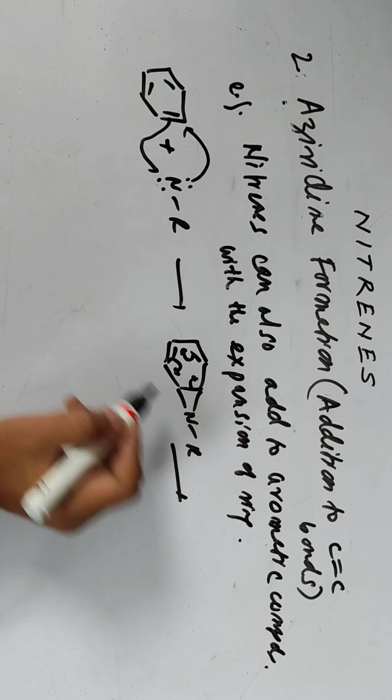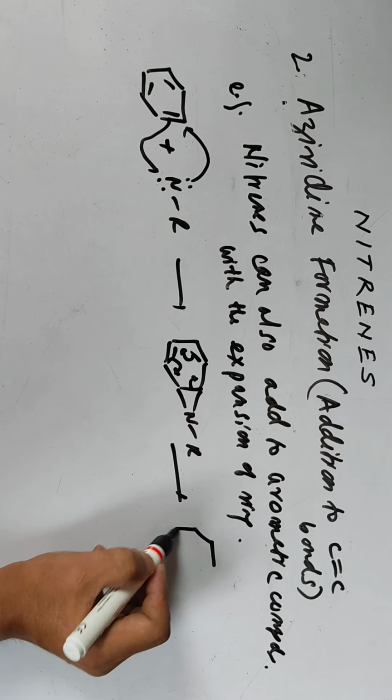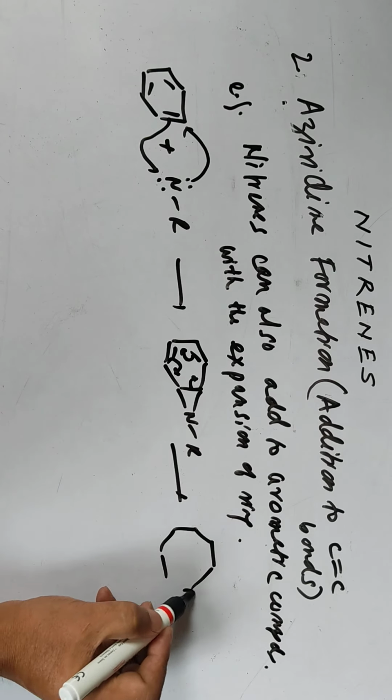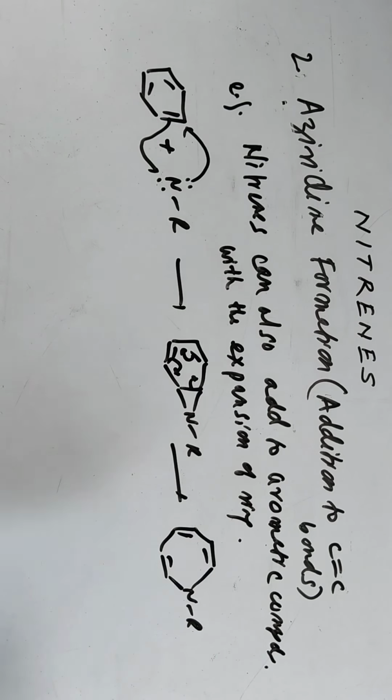Okay, so we got 6-member rings. We'll give 7-member rings. So you can have the product this way, like this. What I want to say here is that nitrenes can also add to certain aromatic compounds, aromatic rings, followed by ring expansion of the ring. Expansion takes place. So here, these nitrenes attack the benzenes.